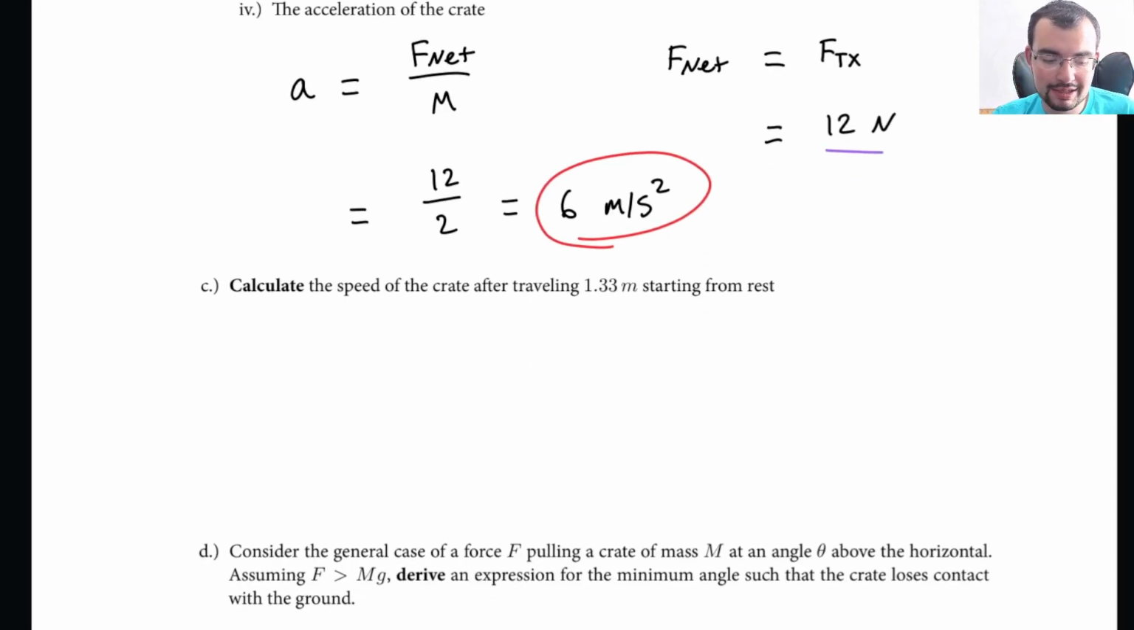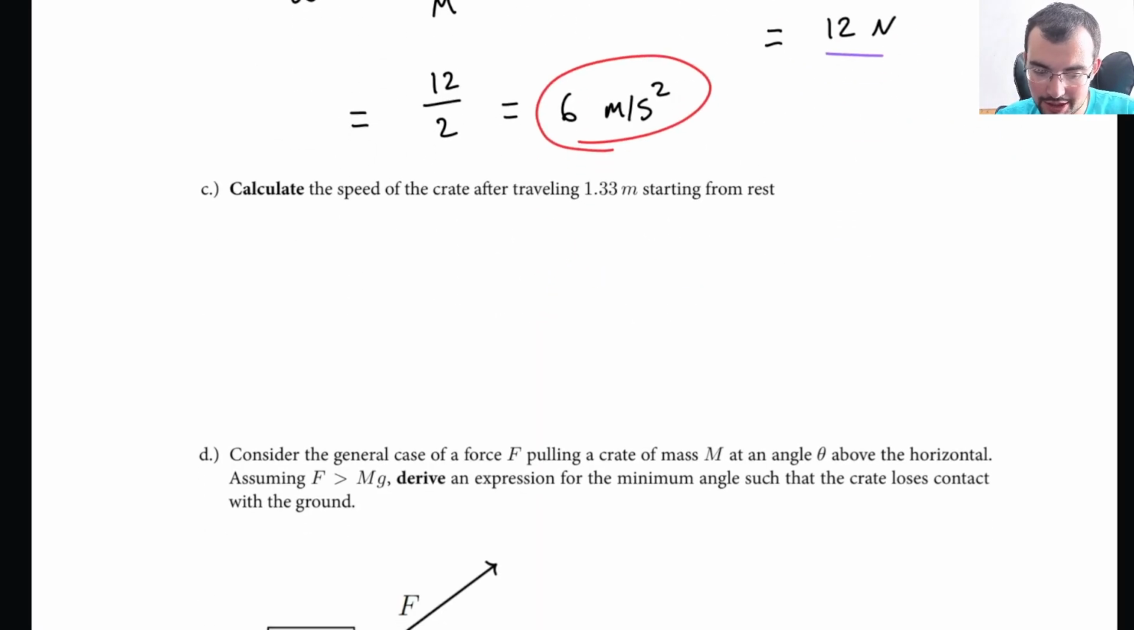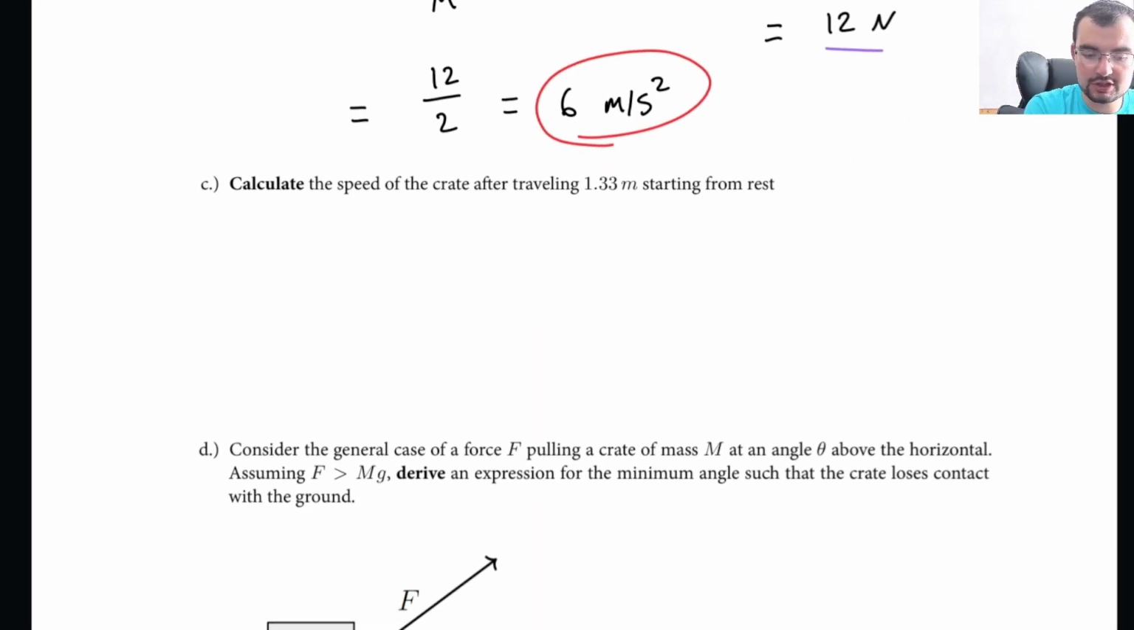So why do we find acceleration? Because that links every kinematics quantity. So once we have acceleration, we can do kinematics because we have a constant acceleration. Calculate the speed. So that's how I know it's kinematics. Forces only talk about acceleration. Speed, time, distance, etc. is kinematics. So, laundry list time.